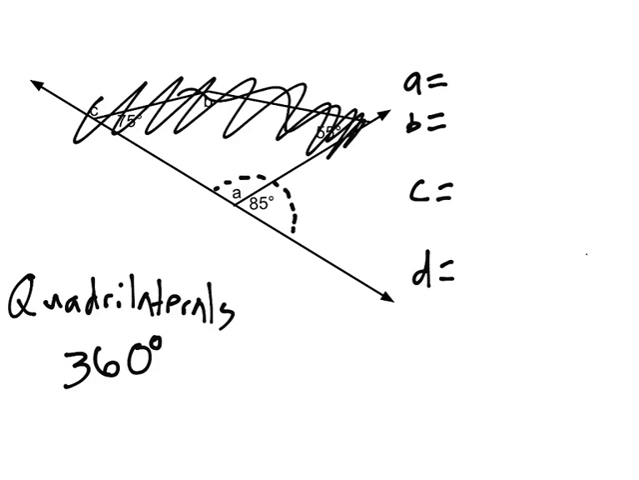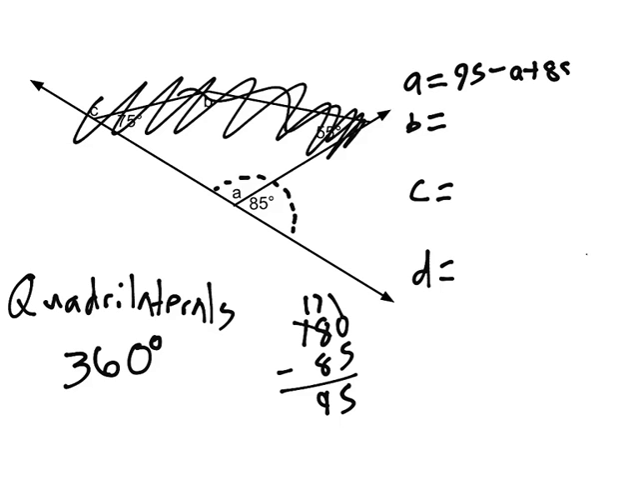180 degrees. So I can take 180, subtract 85, and I'm going to get 95 degrees. So I know A is 95 because A plus 85 is equal to 180. So I got that part done.